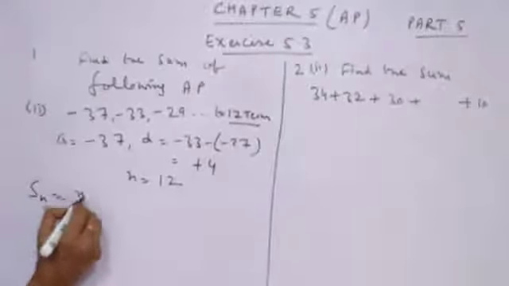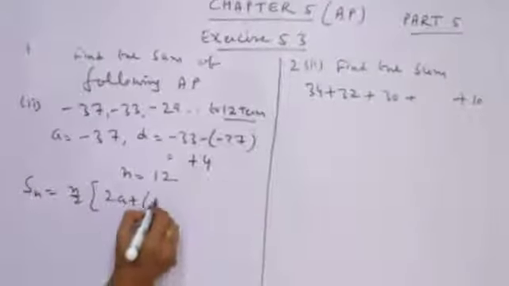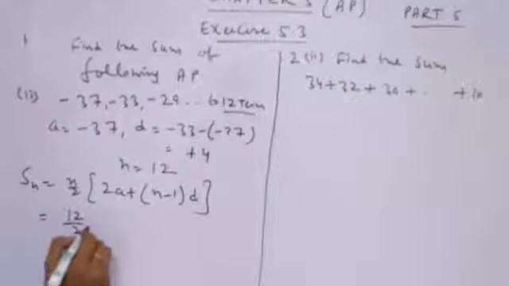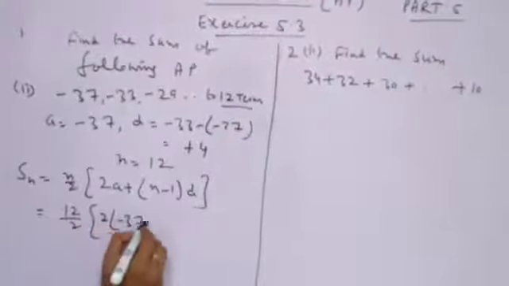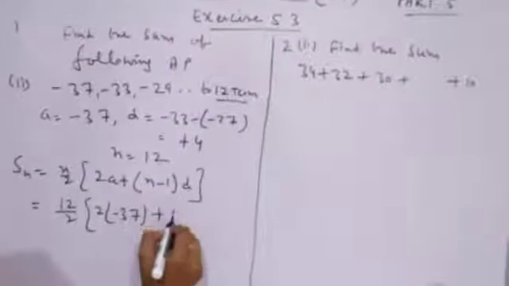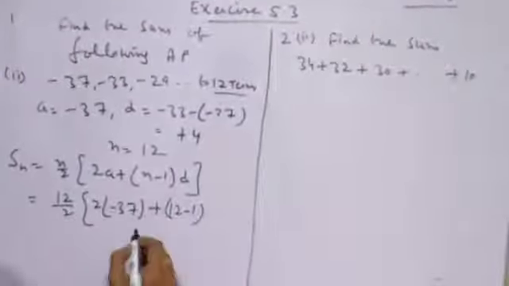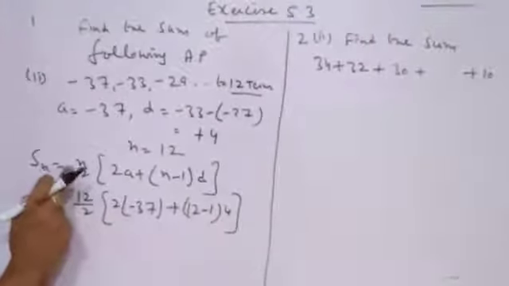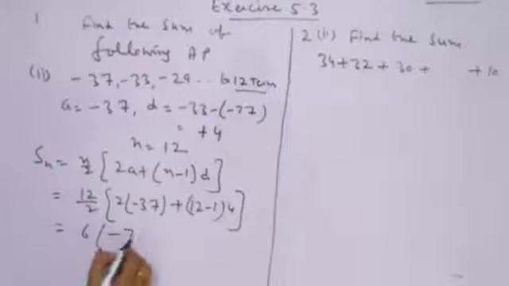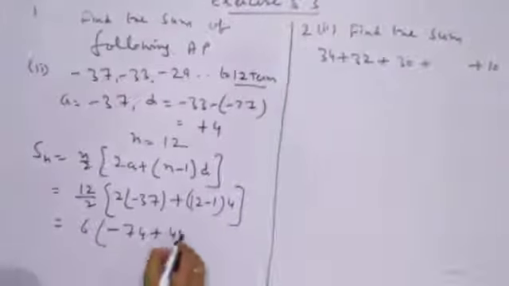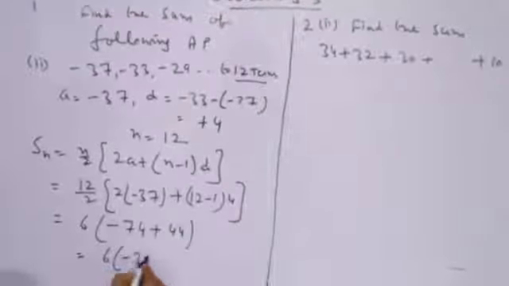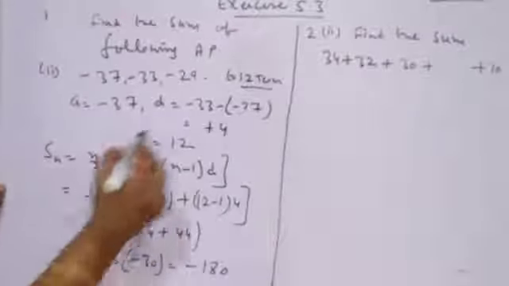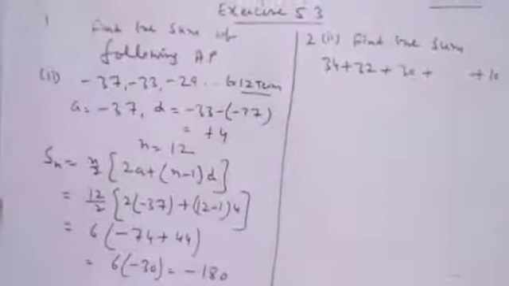So use the formula Sn is n by 2, 2a plus n minus 1 into d. n is 12 by 2, 2 into minus 37 plus n is 12 minus 1, and d is 4. For the sum of n terms, we must have n. It is 6 into minus 74 plus 44, 6 into minus 30, it will be minus 180. So we are able to find the sum of 12 terms for this AP.